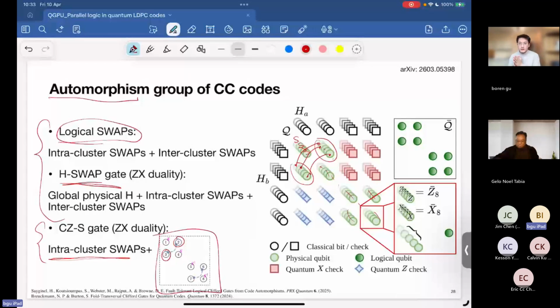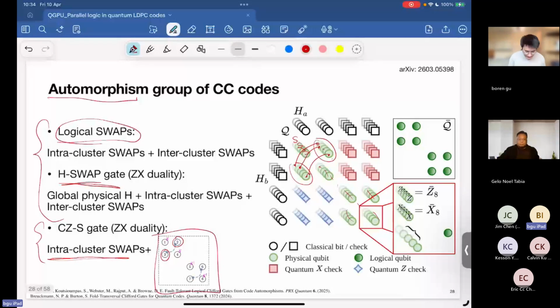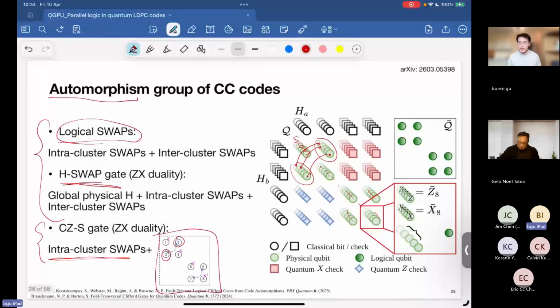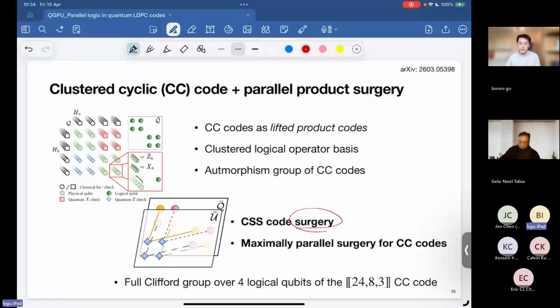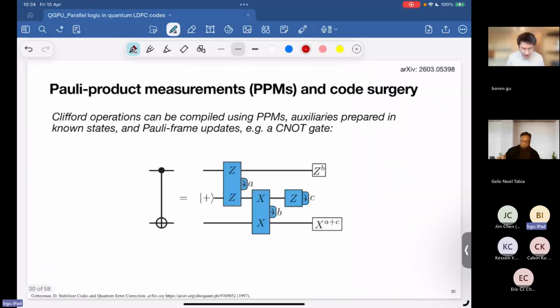So these are very cheap, at least, logical operations that you can get. You don't need some extra auxiliaries to make sure the whole process is fault tolerant. But these ones are not enough to generate the full Clifford group. We now move on to how we do the so-called surgery to realize the Pauli-product measurement and the measurement-based Clifford operations. Okay, so a short introduction to the Pauli-product measurement.